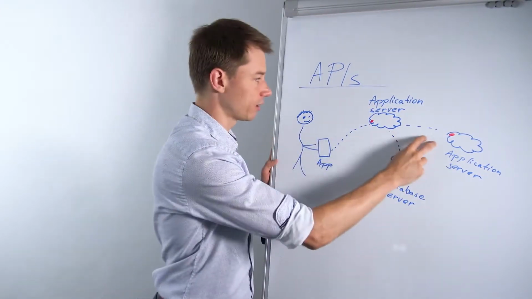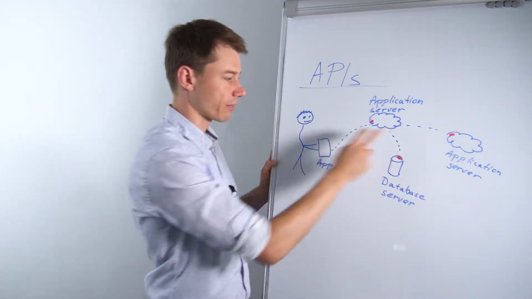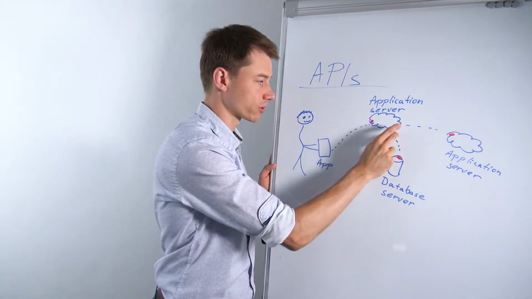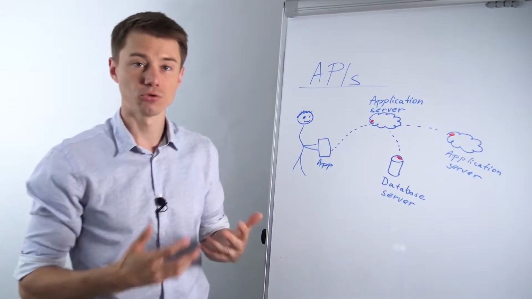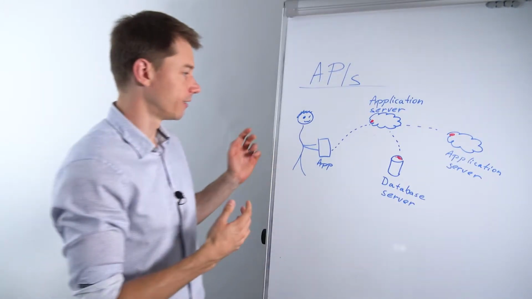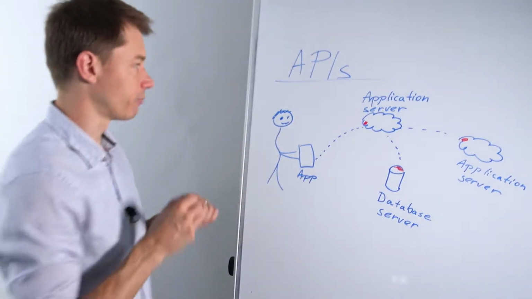So APIs are here to enable this interconnectivity, and not just among users and application servers, but also between the application servers themselves. One application server can communicate with another application server thanks to an API. Okay, so let's look at what the API actually is.